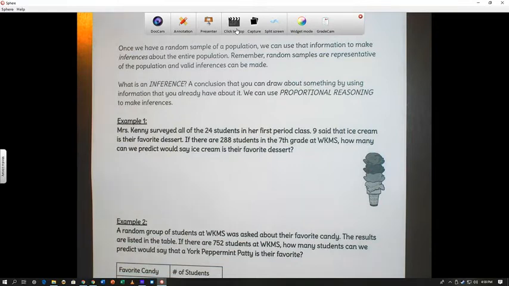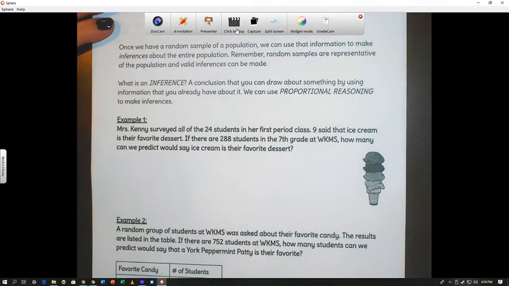This week, we are going to be talking about making inferences about a population. And we're going to do that by using samples. And remember that the sample has to be random in order for it to represent the entire population, to be a valid representation. And so we're going to do this using proportional reasoning and with some ratio tables. So let's start with example 1.